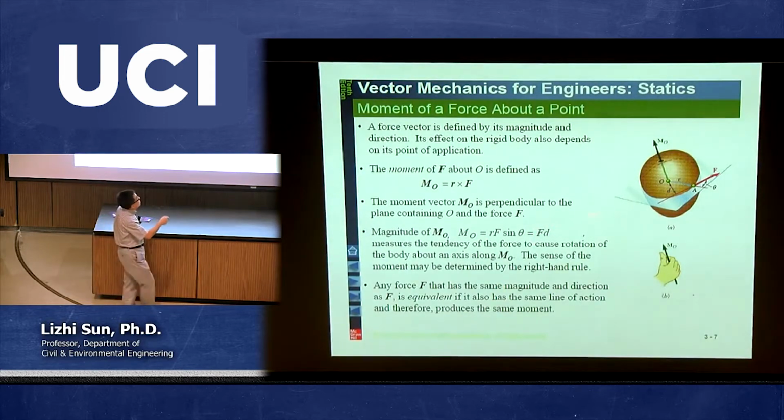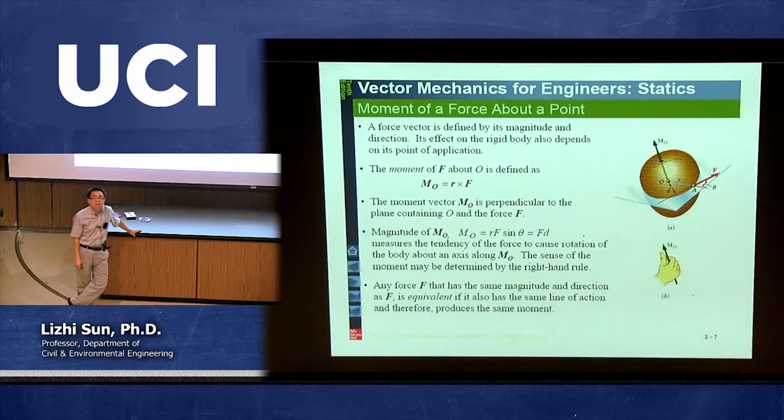So F is still the magnitude of the force, but D is the shortest distance from the point you want to calculate the moment to the force line. So this is a force line, and that's called the shortest distance. This equation, the magnitude of the moment equals F times D, is frequently used for solving two-dimensional problems.